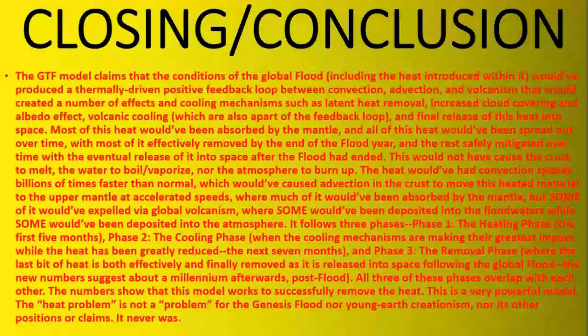The heat would have had convection speeds billions of times faster than normal, which would have caused advection in the crust to move this heated material to the upper mantle at accelerated speeds, where much of it would have been absorbed by the mantle, but some of it would have been expelled by a global volcanism, where some would have been deposited into the floodwaters, while some would have been deposited into the atmosphere.